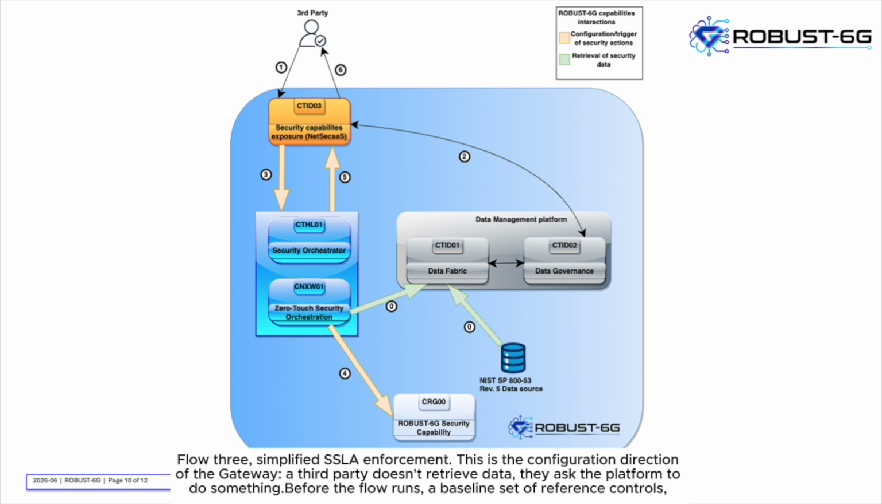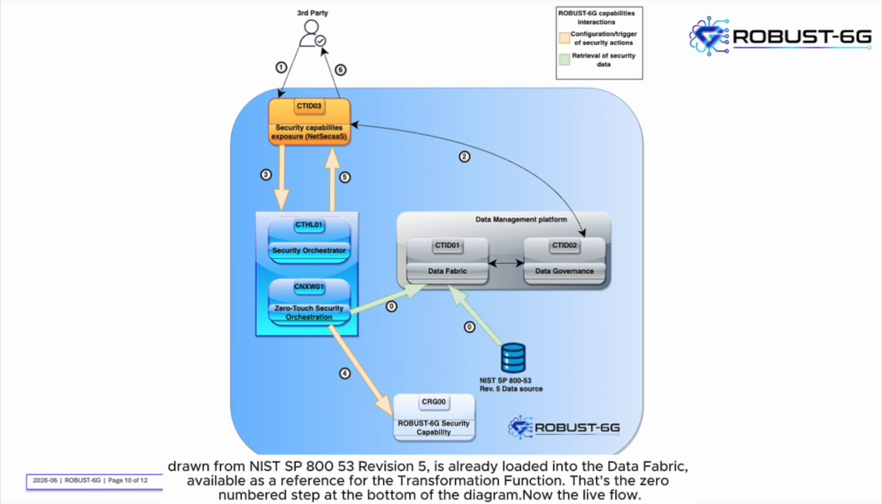Flow 3, Simplified SSLA Enforcement. This is the configuration direction of the gateway. A third party doesn't retrieve data, they ask the platform to do something. Before the flow runs, a baseline set of reference controls, drawn from NIST SP 800-53 Revision 5, is already loaded into the data fabric, available as a reference for the transformation function. That's the 0-numbered step at the bottom of the diagram.